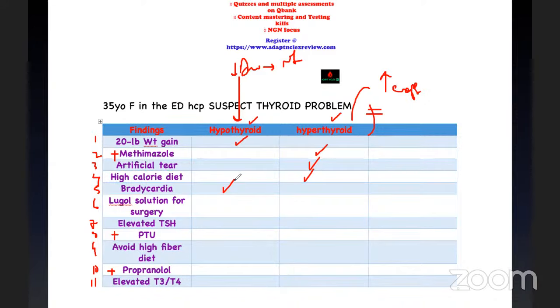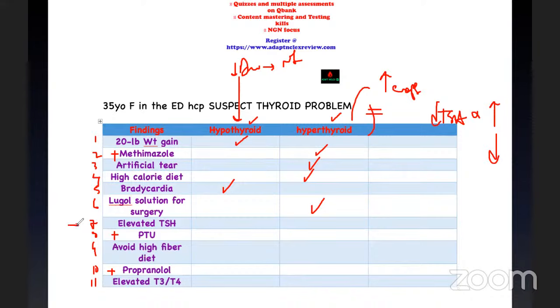Who is going to have elevated TSH? Your TSH is in relationship to your thyroid hormone. So if you have high thyroid hormone, TSH goes down. If you have low thyroid hormone, your TSH will go up. So what do you think? Who is going to have elevated TSH if you do lab work? TSH is going to be high, like I said, in somebody who has low thyroid hormone.